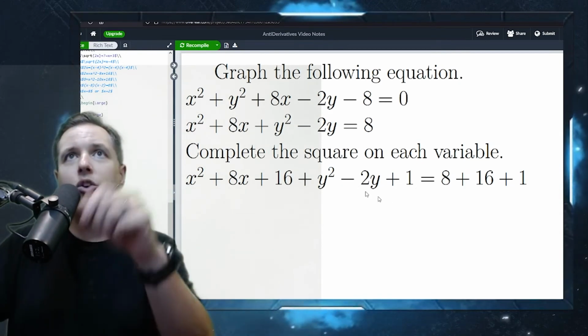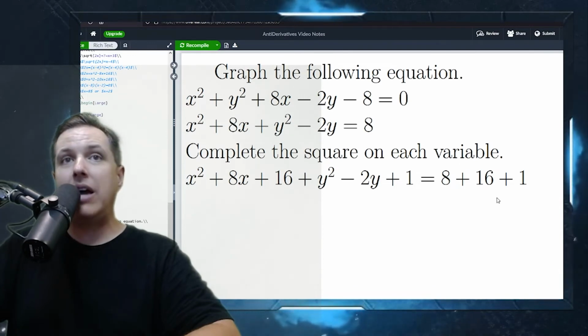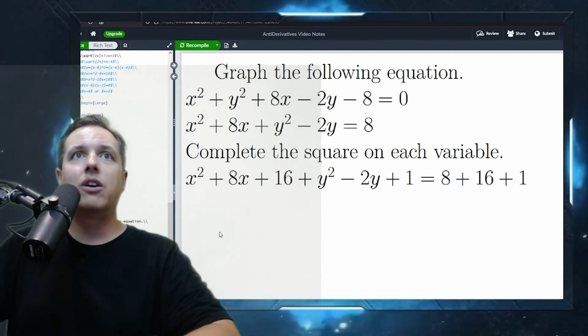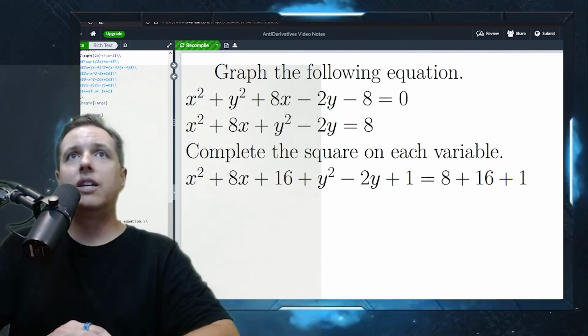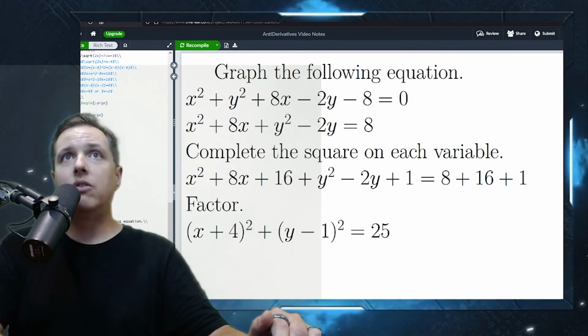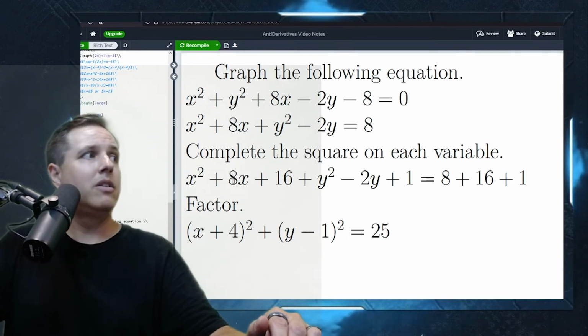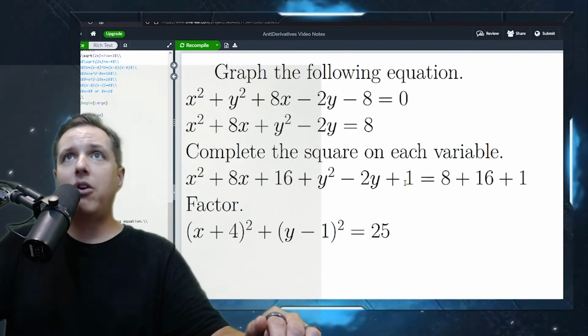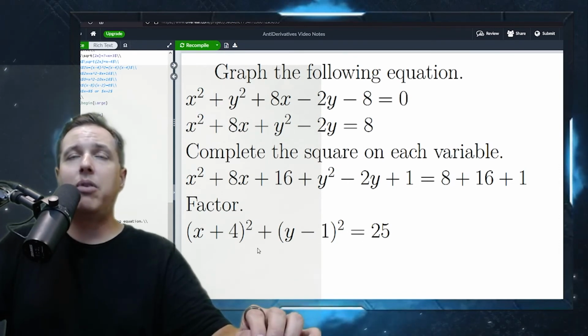Now, if we've done our work correctly, this trinomial in front is going to factor as a perfect square. This trinomial in back is going to factor as a perfect square, and we can simplify the right side of the equation. So let's do that. We're going to factor everything, and when we go through and factor everything, we're going to get the following. We get x plus 4 squared, right? That's this part factored, plus y minus 1 squared, that's this part factored, equals 25, that's 8 plus 16 plus 1. So all I did was just simplify each of these three parts.